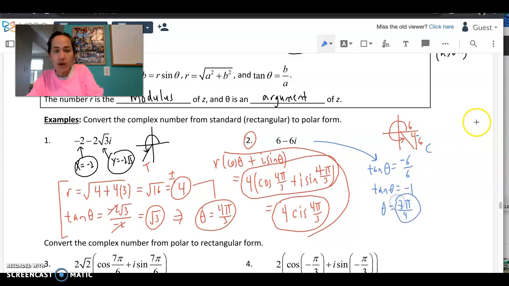How about r? Well, r equals the square root of x squared plus y squared, or a squared plus b squared. 36 plus 36, 72. r can be simplified as 6 square root of 2, and we can leave that as r cis theta. So 6 square root of 2 cis 7 pi over 4.